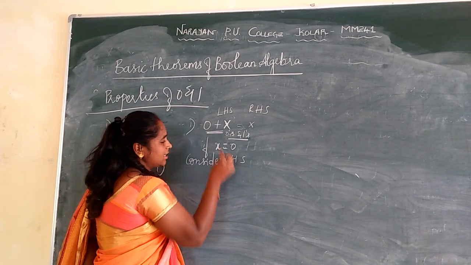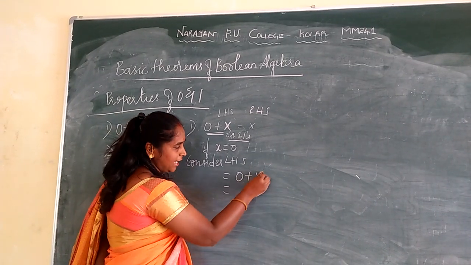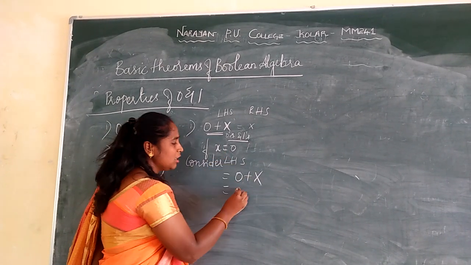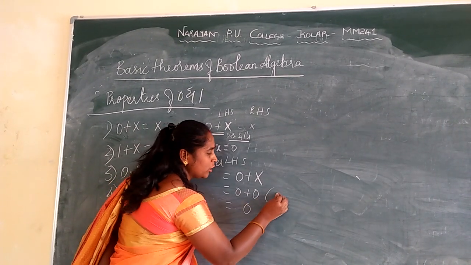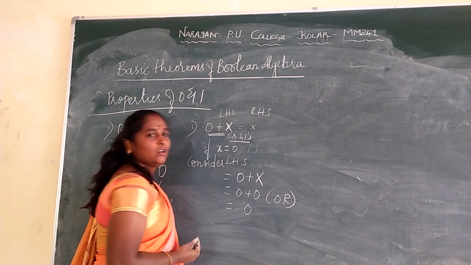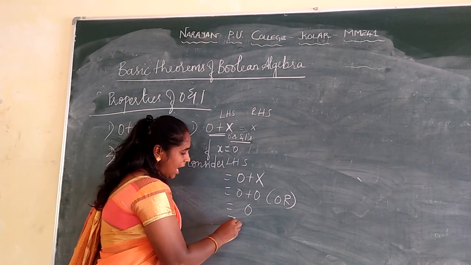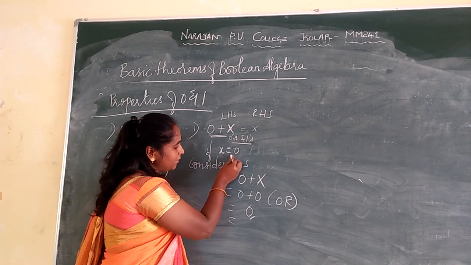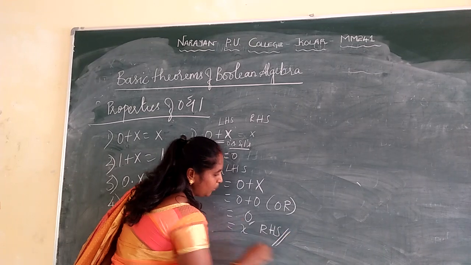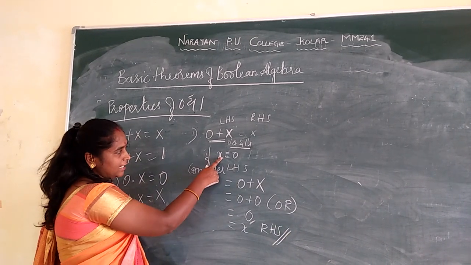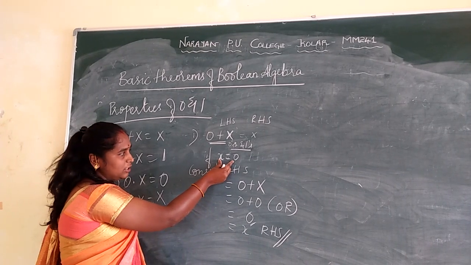What is my LHS? 0 plus x. So in place of x, I am going to substitute 0. 0 plus 0 is nothing but 0 according to your OR relation. Again, the 0 takes the value of x. So RHS is being proved. You have proved your RHS, substituting x is equal to 0.